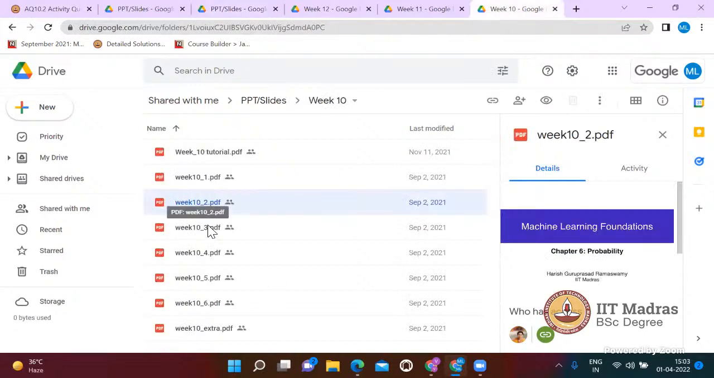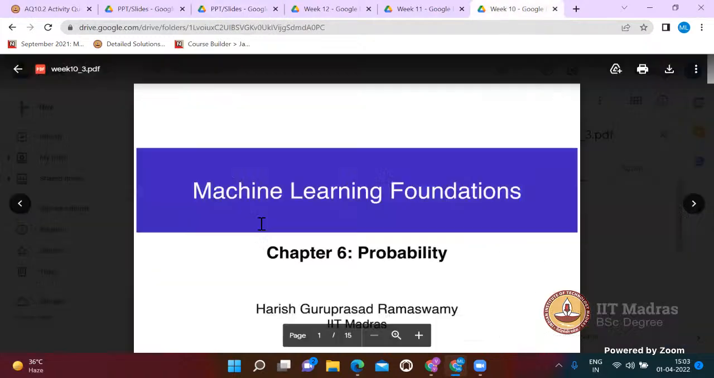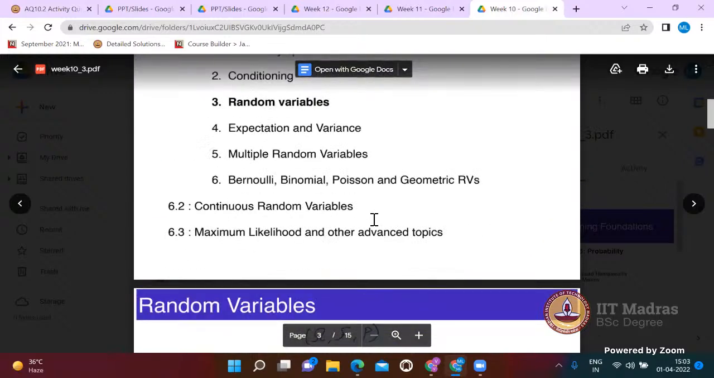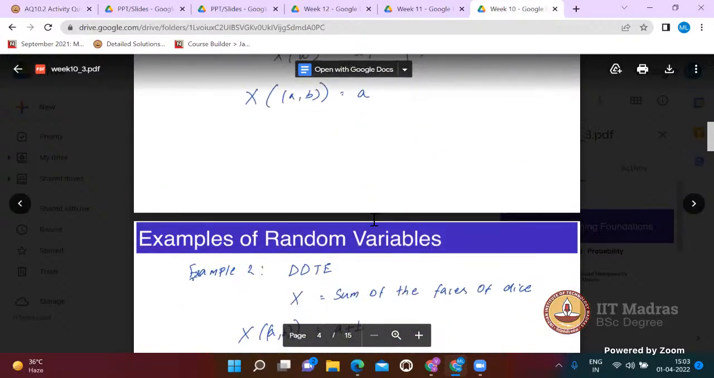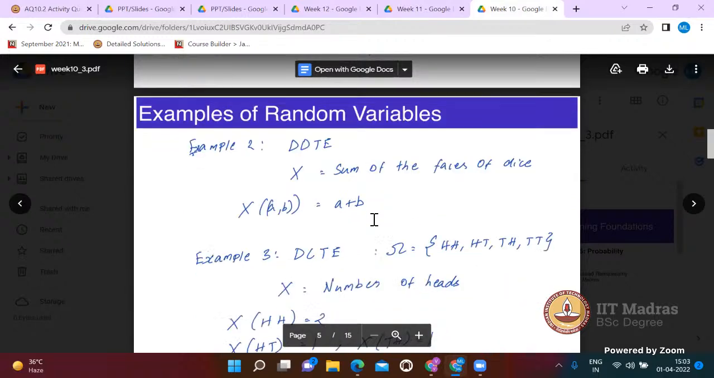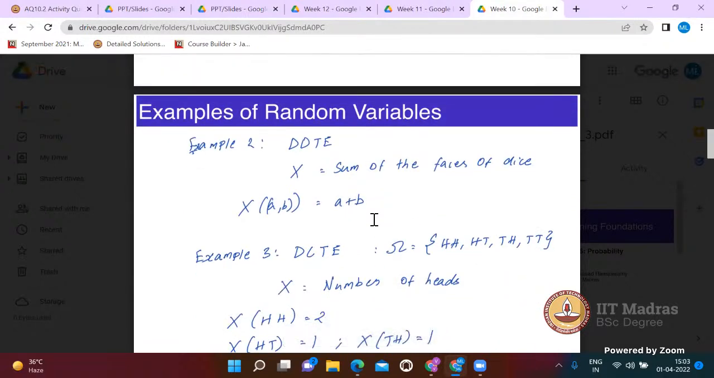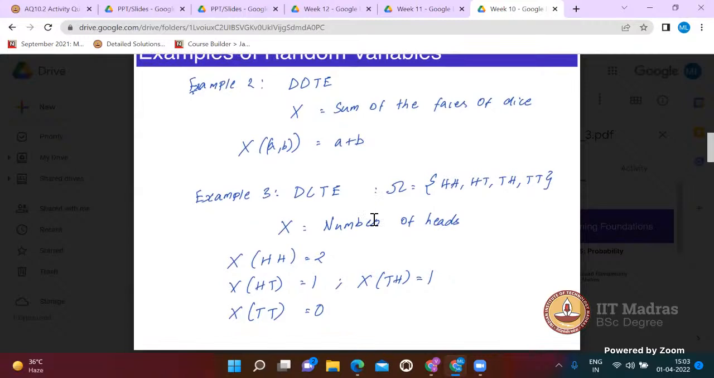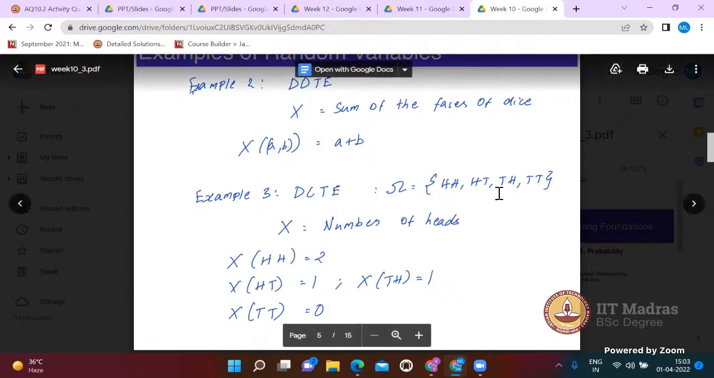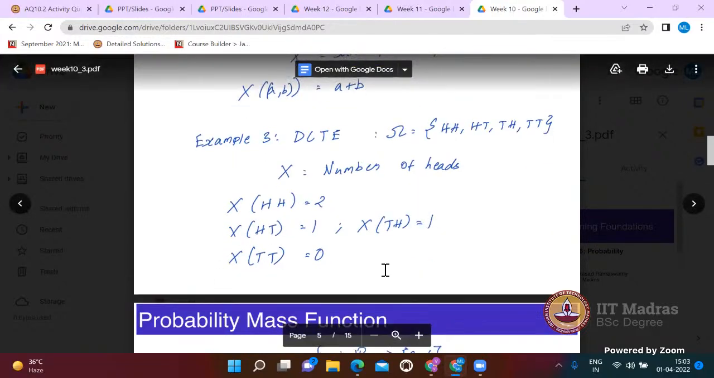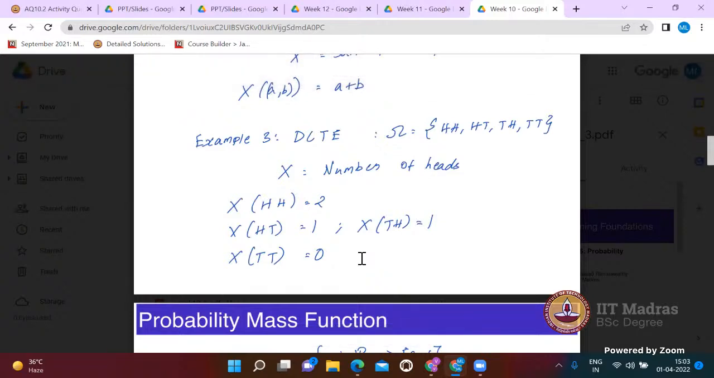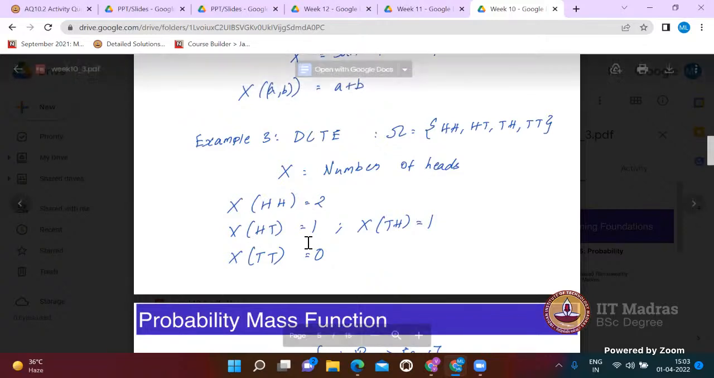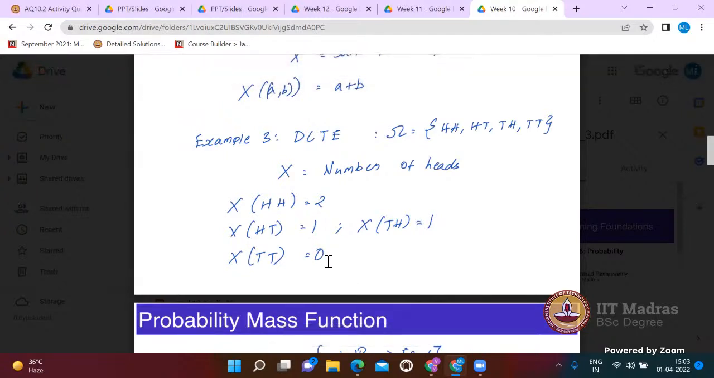So week 10, 2 lectures have been discussed. And the third lecture, we have just talked about random variables. Okay, so random variables, you already know regarding this. For example, in this problem, we have just tossed the coin twice, right? And we were having these 4 outcomes. And we have just defined heads heads, whenever you get it, as 2, and head tail as 1, and tail head as 1, and tail tail as 0. So this type of question you can expect.